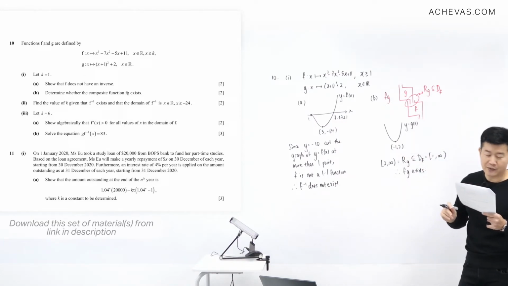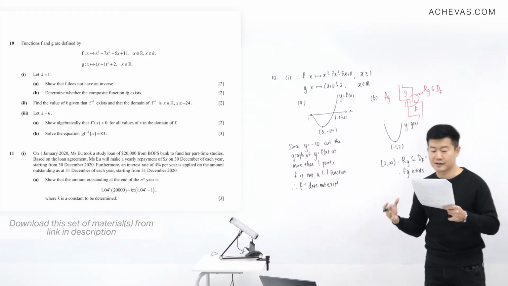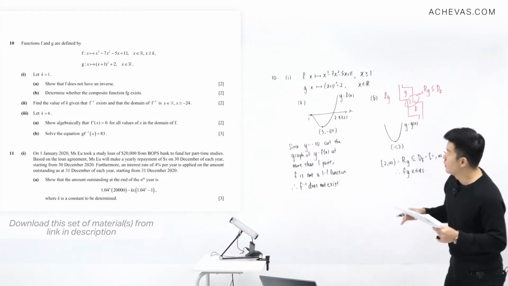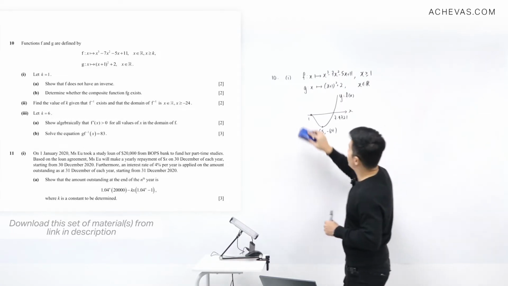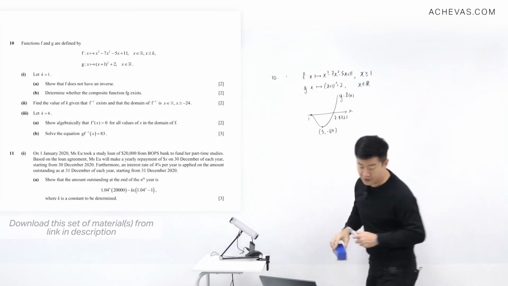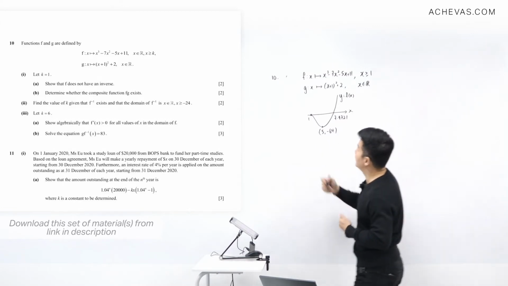Next, I want to find the value of k given that f inverse exists and that the domain of f inverse is such that x is a real number bigger or equal to -24. Okay, I better erase this first. In part 2, we are going to be changing the value of k. In fact, we are going to be finding the value of k.